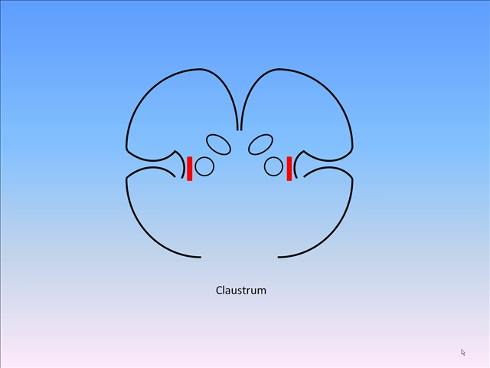Here we have the claustrum next to the insula. This is a very mysterious part of the brain. Francis Crick, the co-discoverer of DNA, has suggested this is the seat of consciousness, as it has widespread connections throughout the brain.